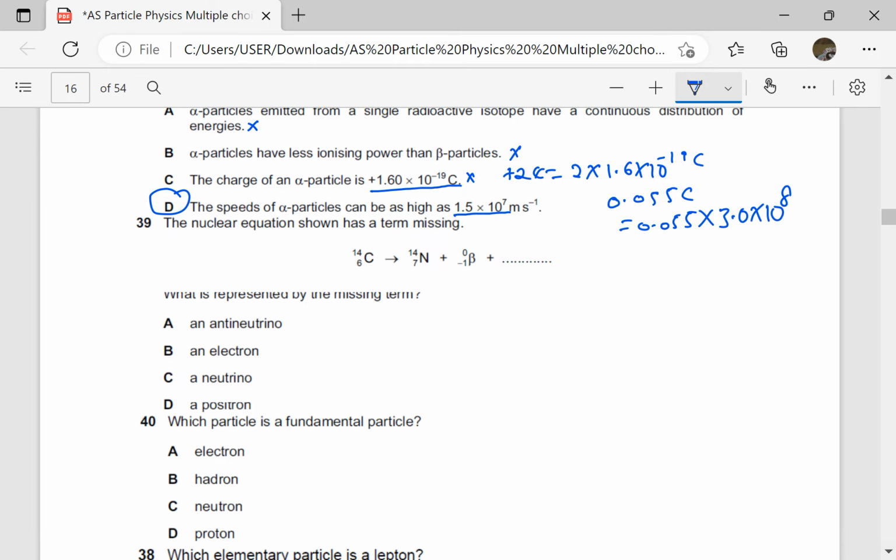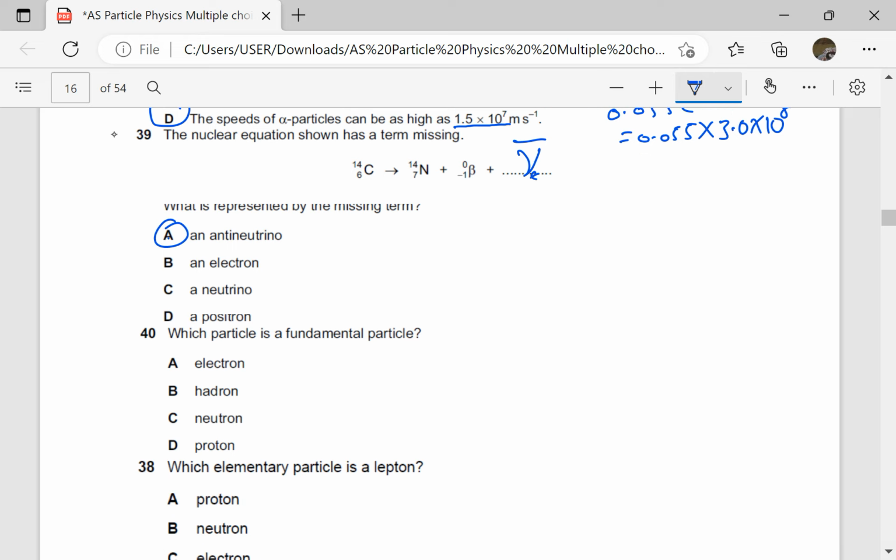The nuclear equation shown has a term missing. We are seeing it is a beta minus particle which has been emitted. Beta minus is accompanied by an antineutrino. What is represented by the missing term? That is an antineutrino.